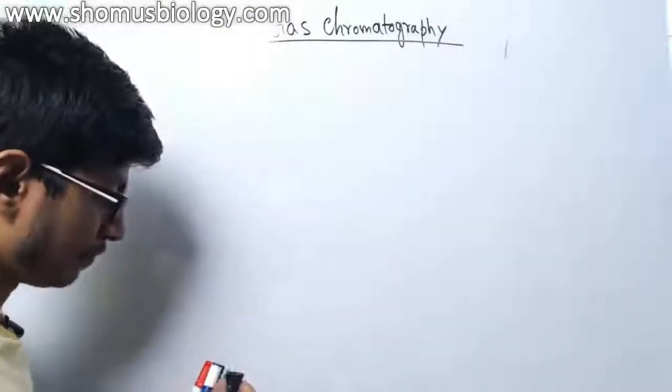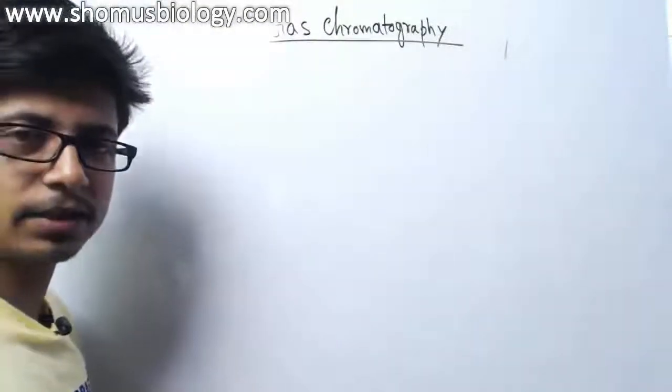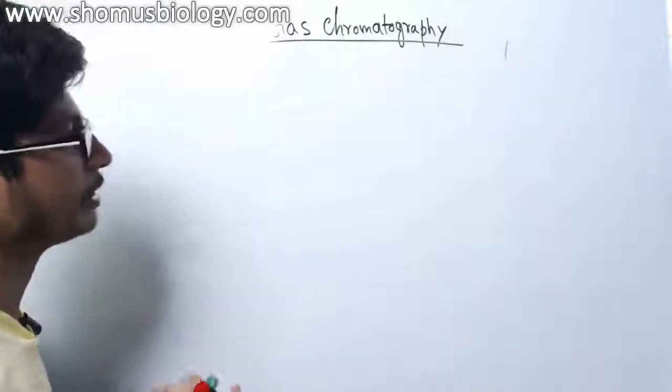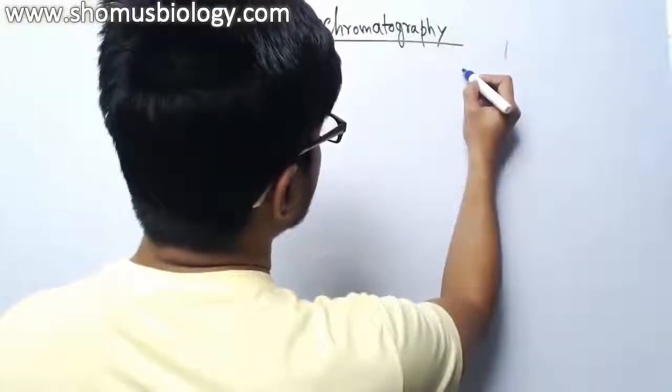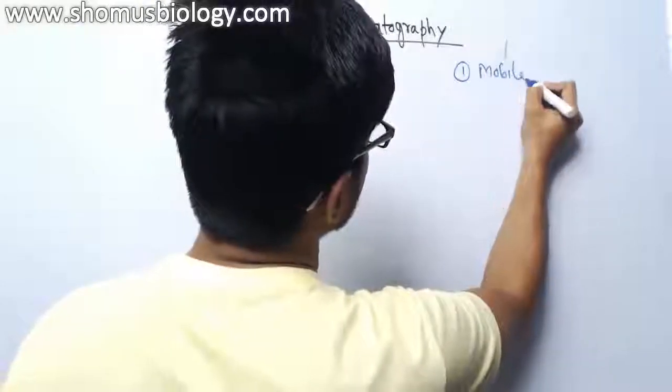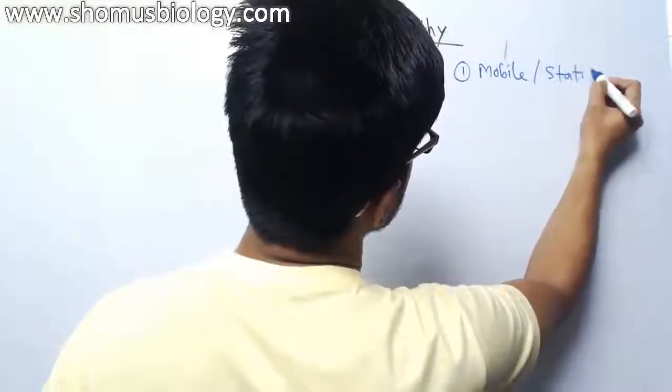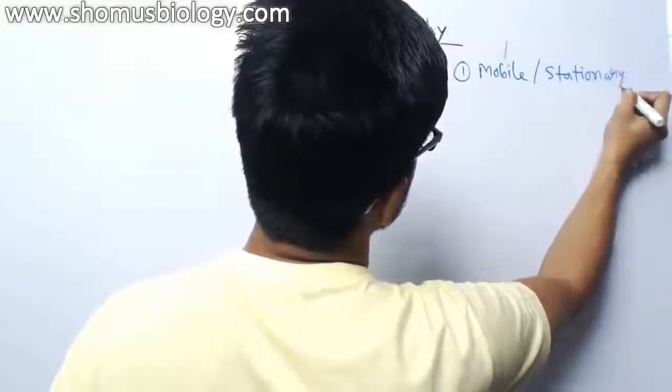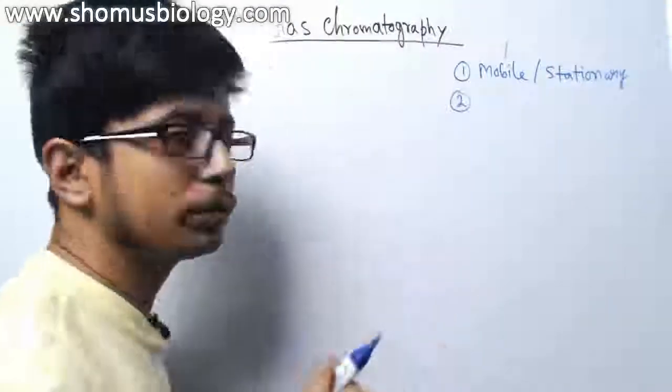Now, in any sort of chromatography you are going to study in your life, remember three things to know about each and every chromatography. First thing is, what are their stationary and mobile phase? So let me write these things first, then I'll explain what this stands for. First thing that you should always remember is what is the mobile phase and what is the stationary phase. That's the first thing you need to know.